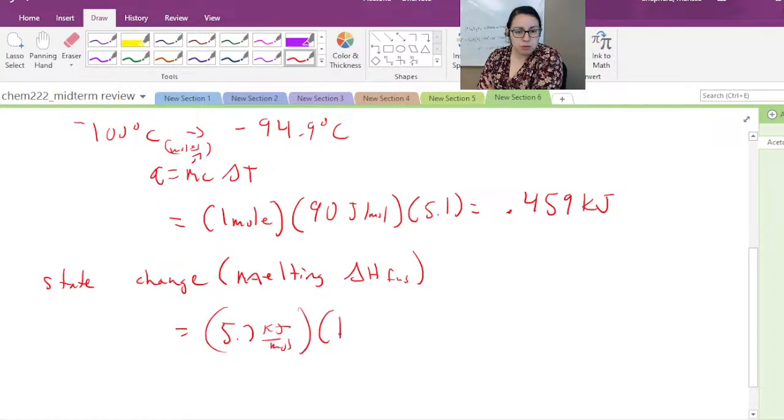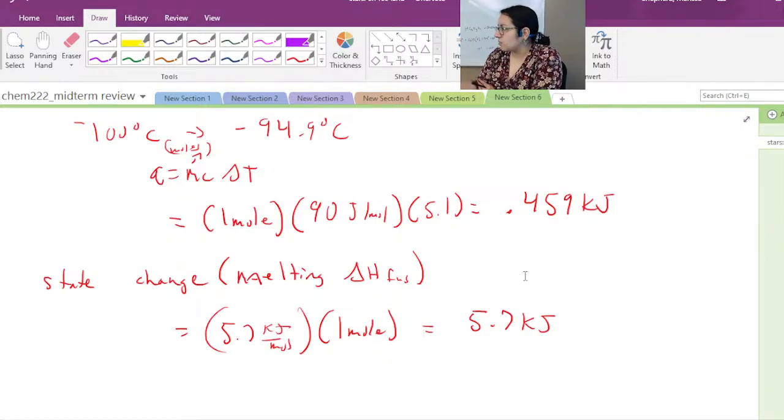And we have 1 mole in our problem. So that gives us 5.7 kilojoules. Is fusion always lower? I don't want to say always, because there's always that one exception, but for the most part, it should always be lower. And we saw that with the amount of energy it takes to separate those gas molecules. So that's why we always expect it to be lower.